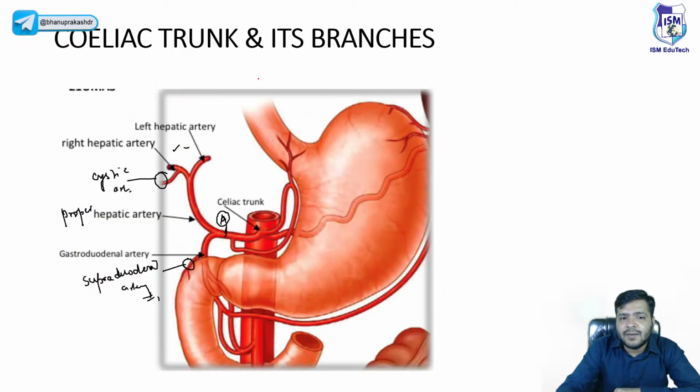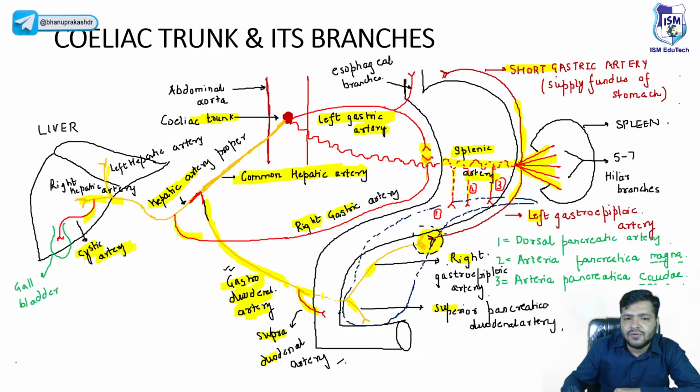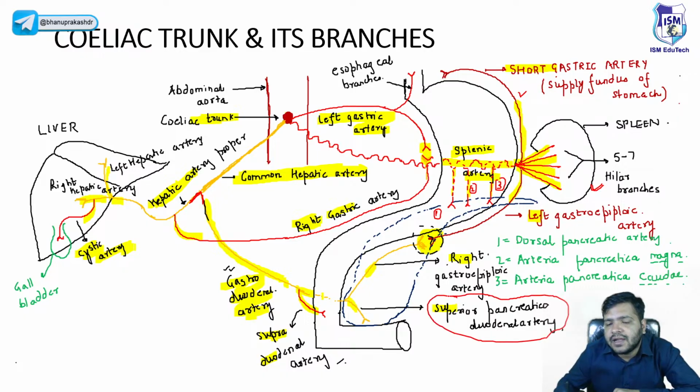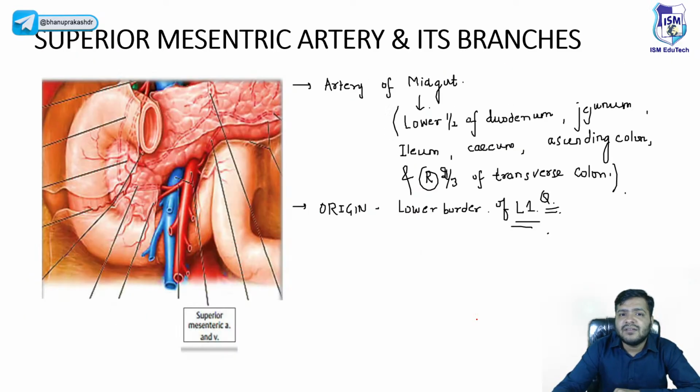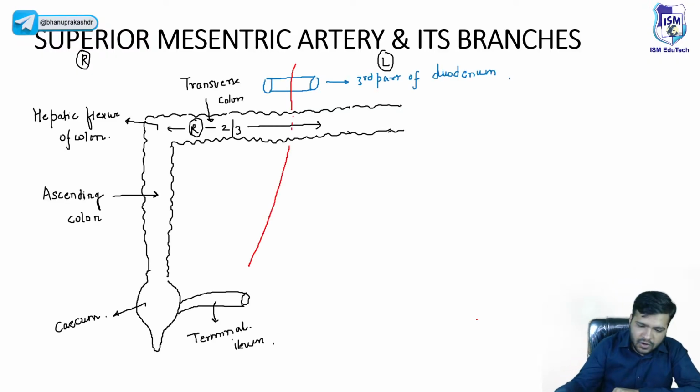Now, guys, just before that, let us continue from where we left. We had left at the superior pancreatico-duodenal artery. If you remember, we have this branch over here, that is the superior pancreatico-duodenal artery. So what will be the first branch of the superior mesenteric artery? What will be the first branch of the superior mesenteric artery?